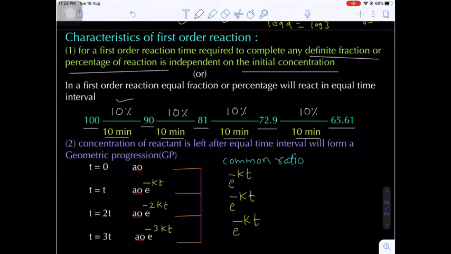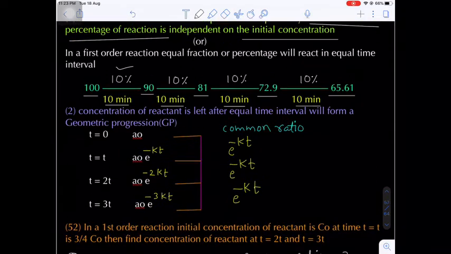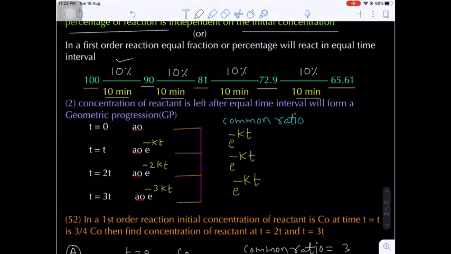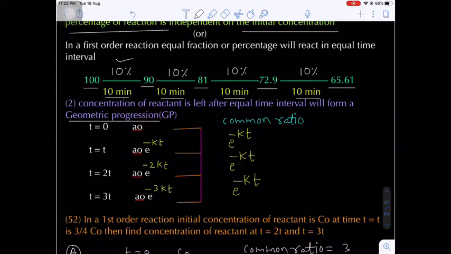Are you getting my point? Once again I am repeating this sentence. This is very important. In a first order reaction, equal fractions or percentages will be completed in equal time intervals. Now the second point: the concentration of reactant left after equal time intervals will be in a geometrical progression, that is a GP.